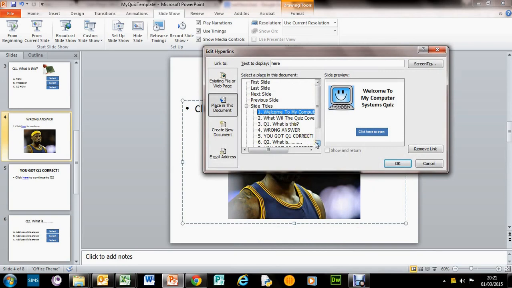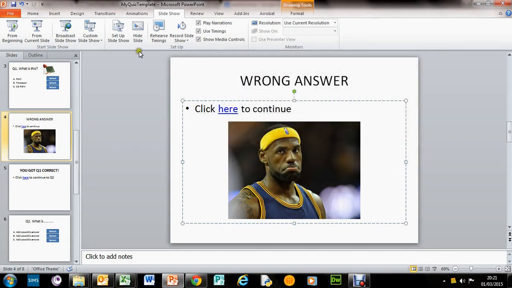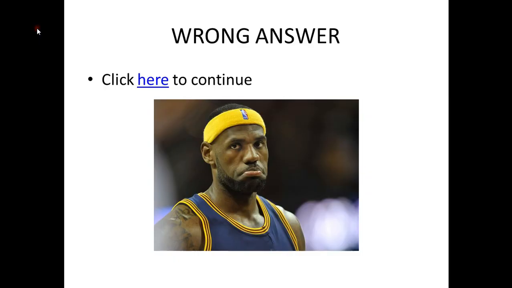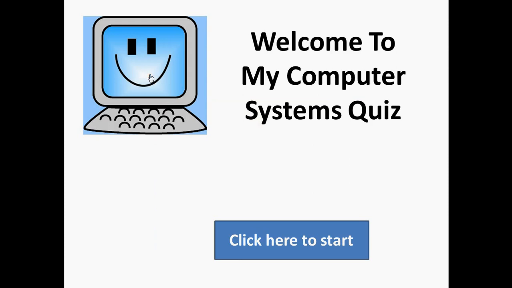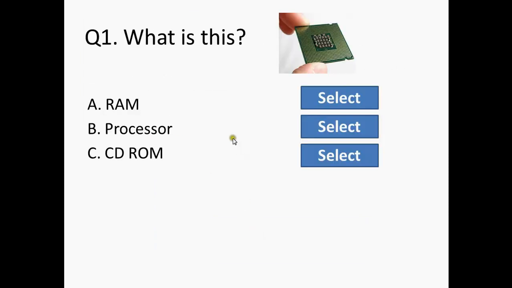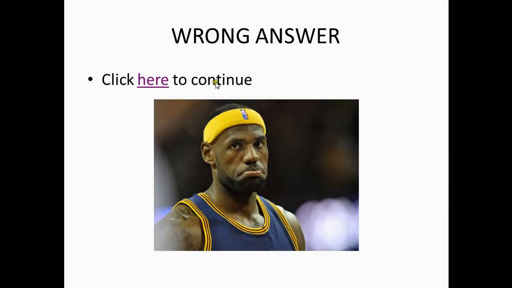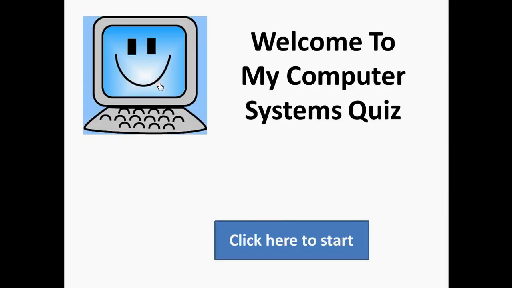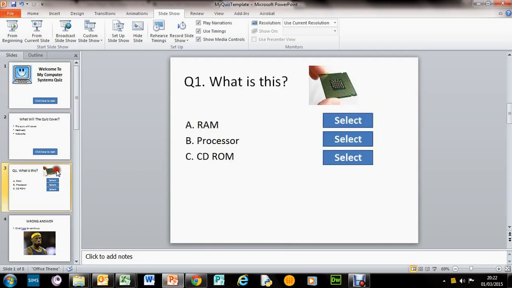Well, actually, let's send them back to the very beginning. It's a bit mean, isn't it? Okay, so when they get the wrong answer, they go back to the beginning. Have to start all over again. Okay, so let's click here. Oh, back to the beginning. So let's see if that works. It's CD-ROM, wrong answer. Back to the beginning. Okay, get it? Now, we need to look at the right answer slide.